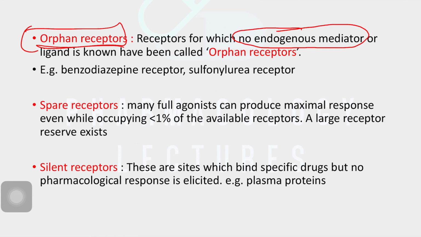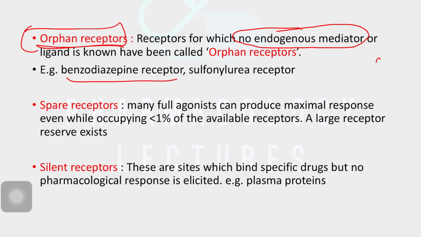So for them, the agonists are only those administered from outside. That is why they are called orphan receptors. Endogenously in the body, there are no agonists present for those receptors. Some of the examples are benzodiazepine receptors.